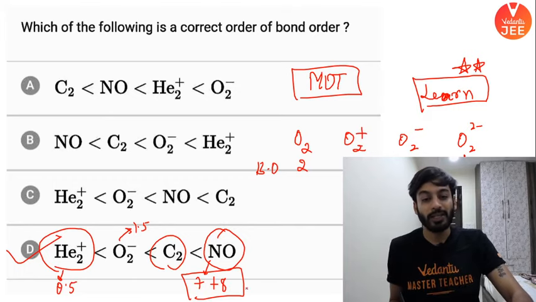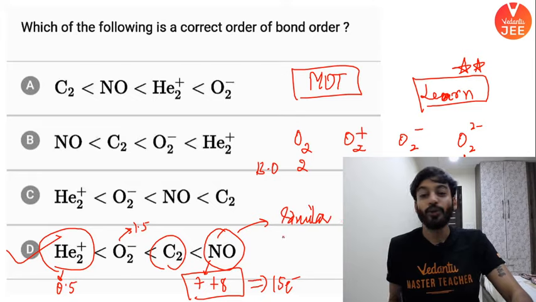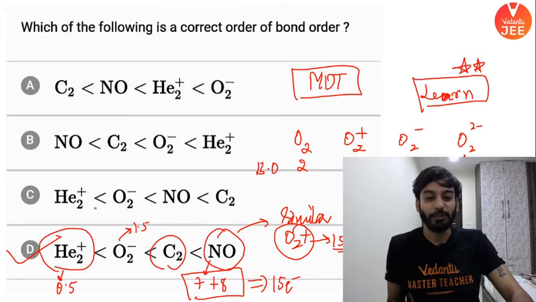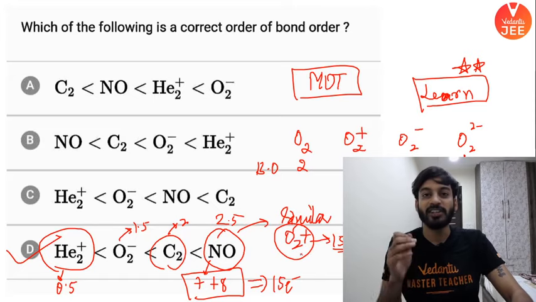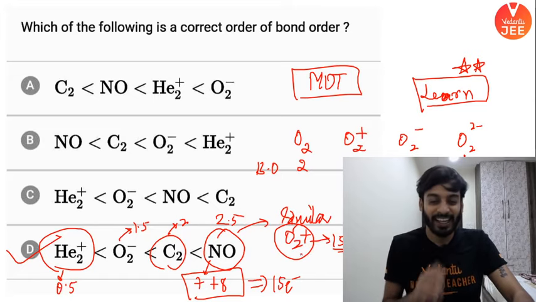Nitrogen has 7, oxygen has 8, so it will give 15 electrons. And you have to learn this: NO+ is similar to your O2+. O2+ also has 15 electrons, right? So it will also have the bond order as 2.5. This will have the bond order now as 2.5. The structure is similar to O2+. This is the trick I have given here.